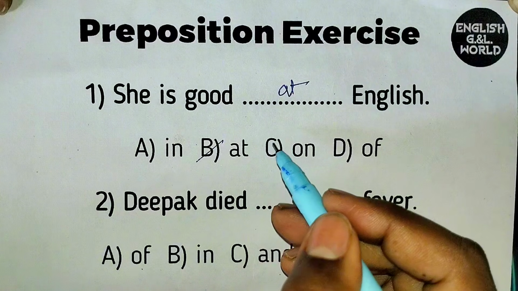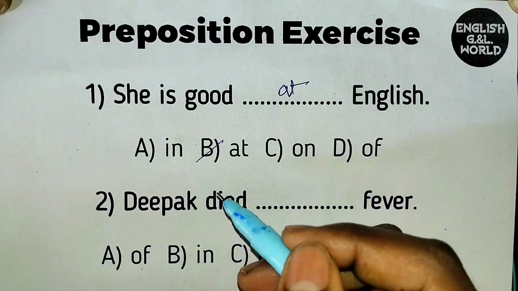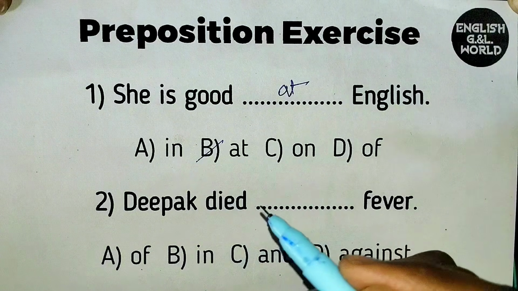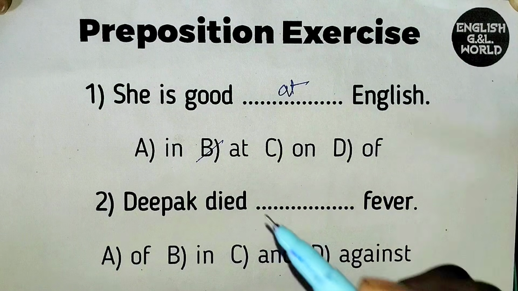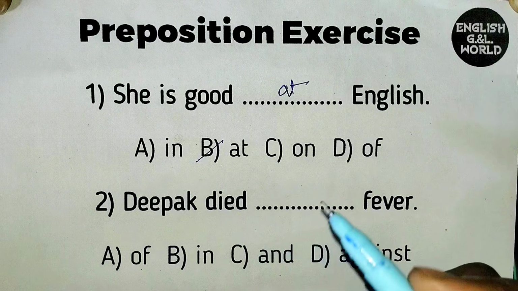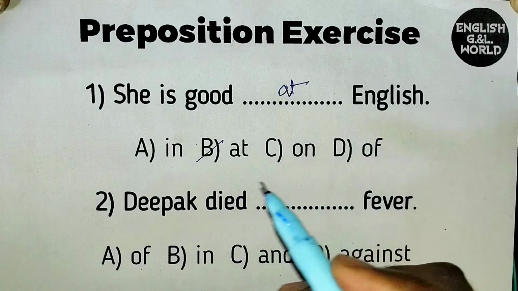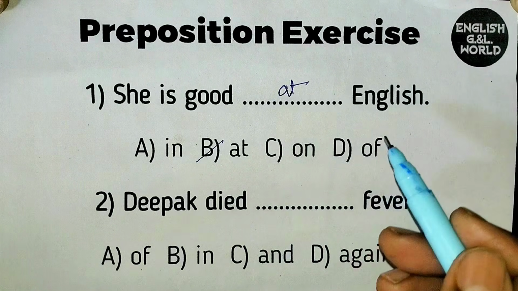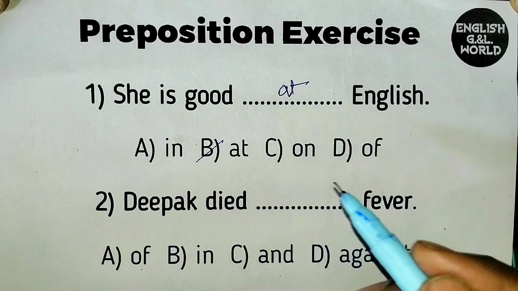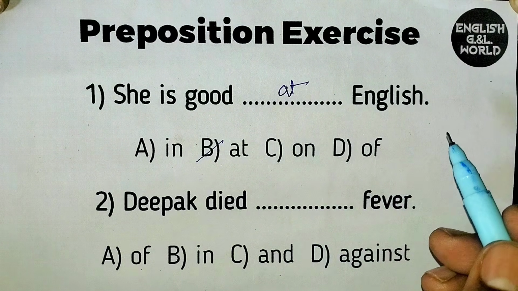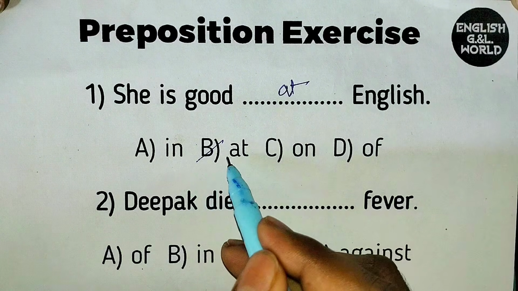But why at? In English grammar, we use the preposition at along with skills or ability of someone. So you can say she has some ability in English. That's why we use at. You can say she is good at mathematics, she is good at science, she is good at Hindi, etc. So the right choice is option B, at.